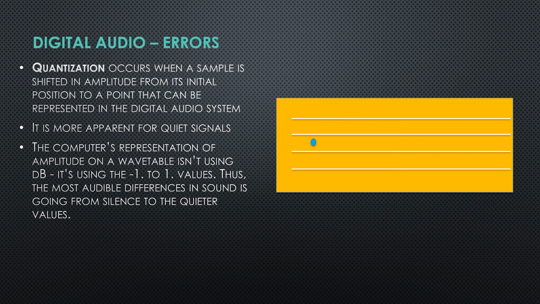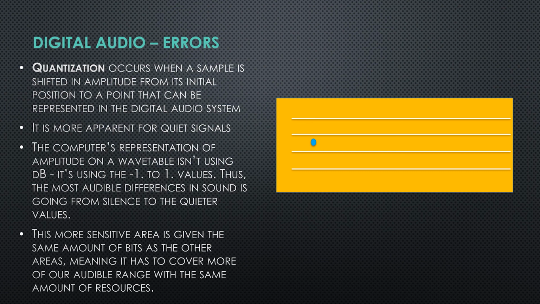Thus, the most audible difference in sound is going from silence to quieter values. The more sensitive area is given the same amount of bits as other areas, meaning it has to cover more of our audible range within the same amount of resources. So go back to some of those earlier slides I was talking about with this graphic representation of sound, and you'll recall the displacement from 0 to 0.1 and 0.1 to 0.2 are not the same thing, but we are sampling things in a way that doesn't necessarily take that into account, so this becomes more obvious for quiet signals. So in order to solve this problem, our computer is going to take that audio that we are capturing, that sample, and shift it to some point on that grid.